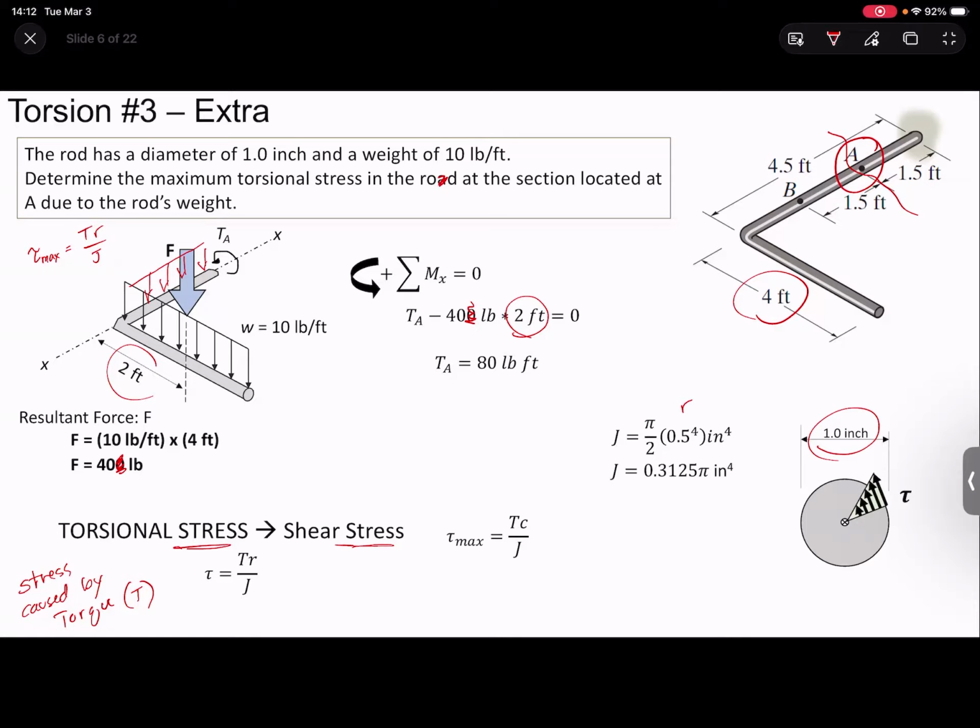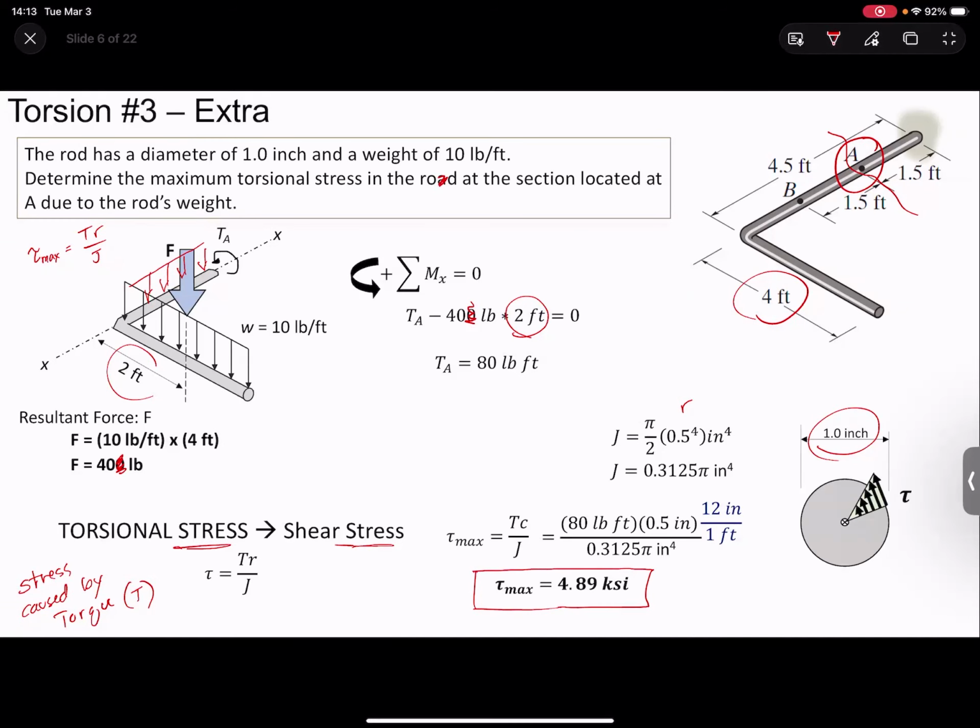Don't factor the pi in early, or you'll end up with a bunch of math errors. We're going to put that in the denominator. We have 80 pound-feet times that c, or radius, 0.5 inch, which is the distance to the outermost fiber, divided by J. And we have to put this 12 inches per 1 foot to cancel out the foot with the inches. And what we have is 4.89 ksi. Sorry, I should have highlighted here. So this would be the maximum shear stress developed in A.